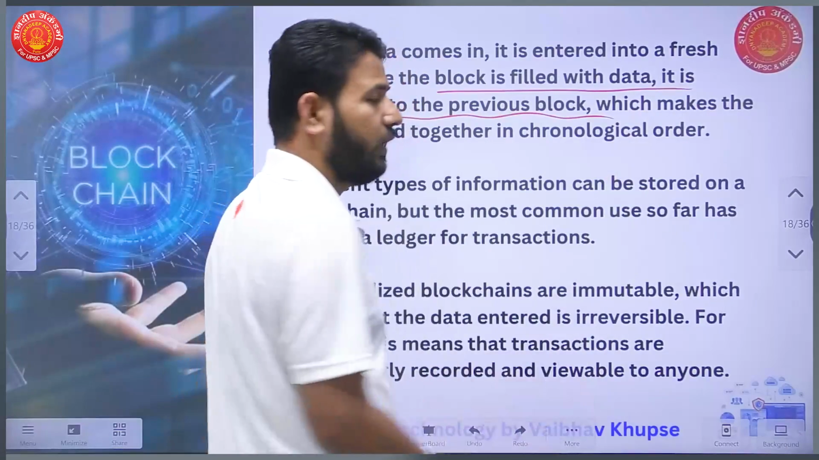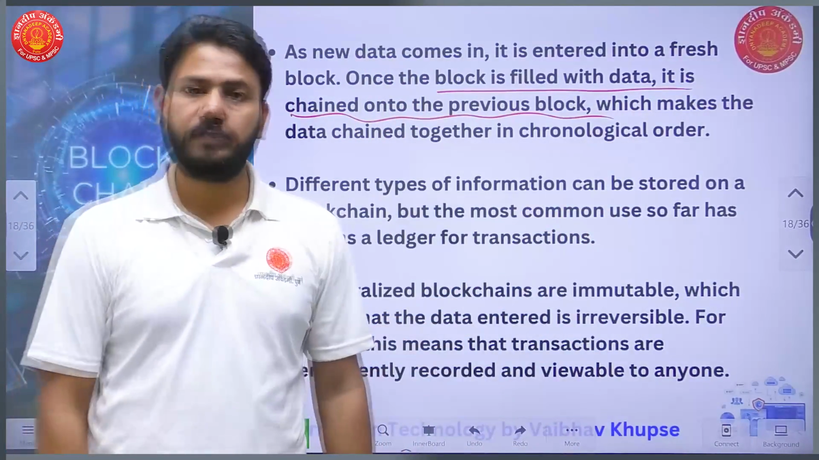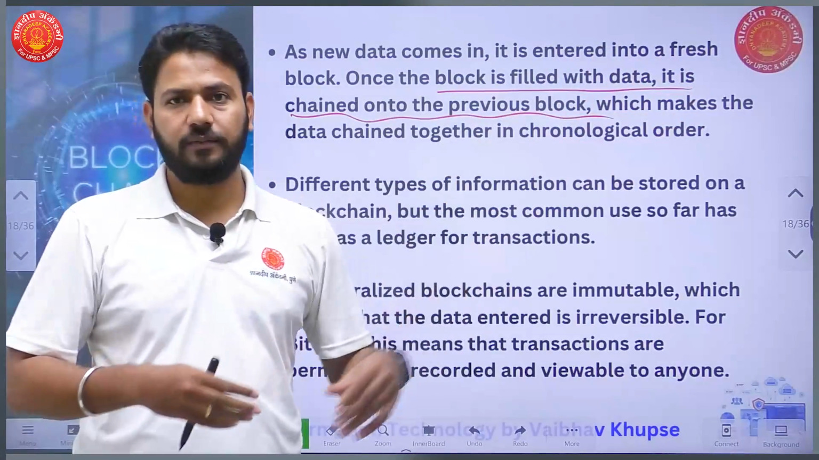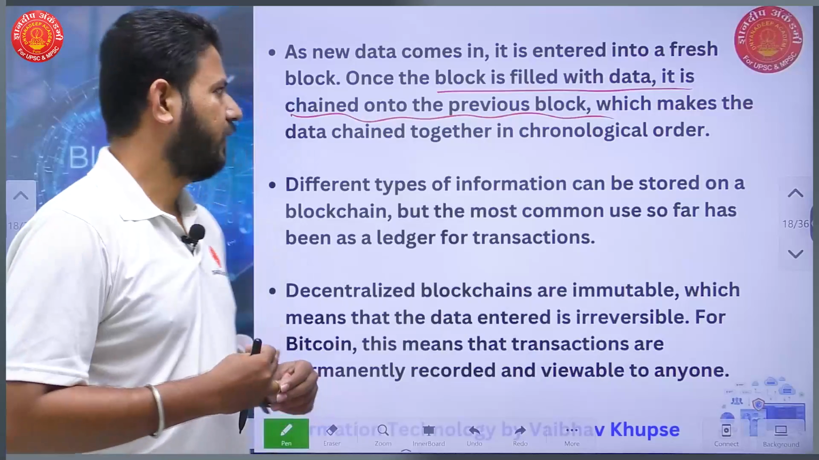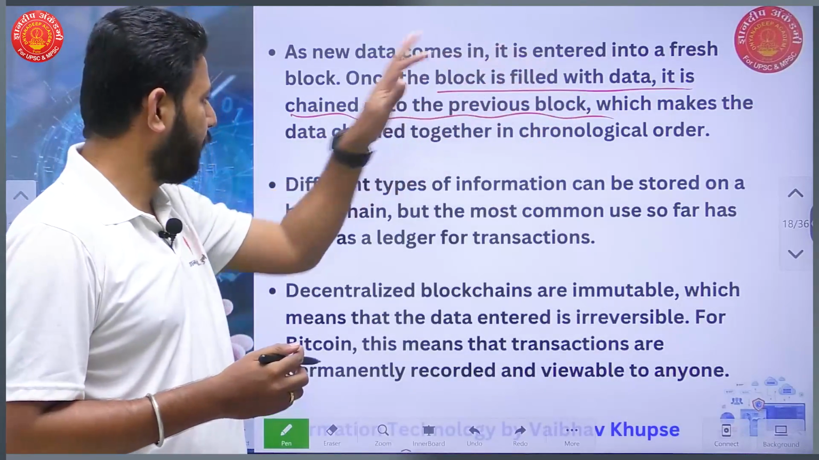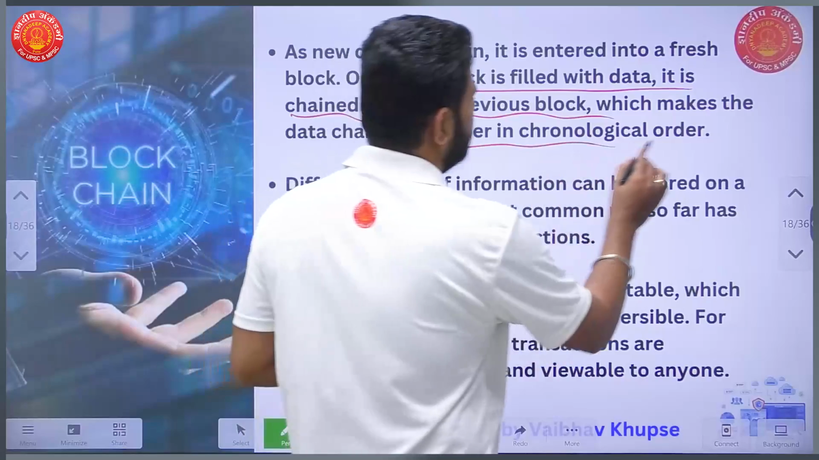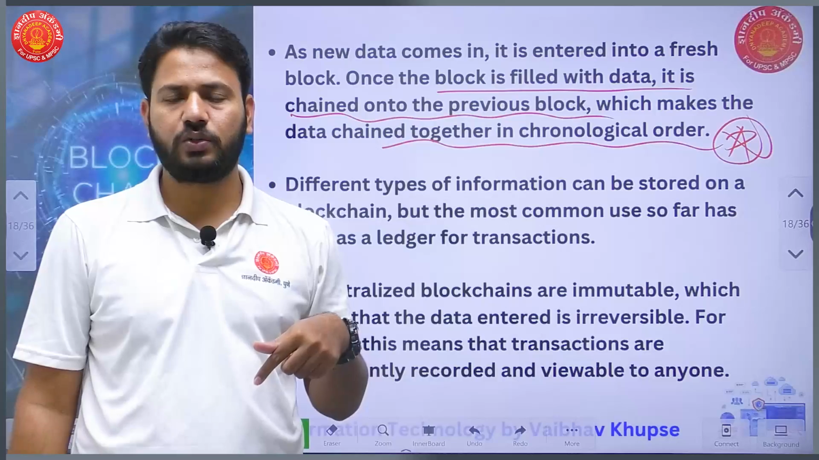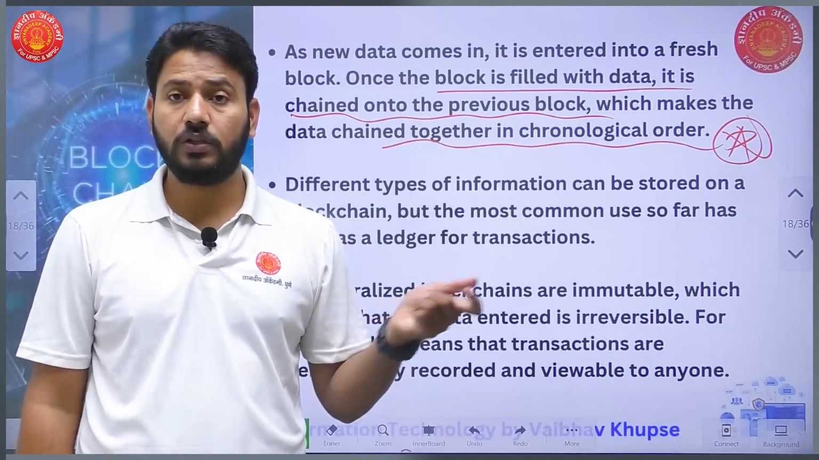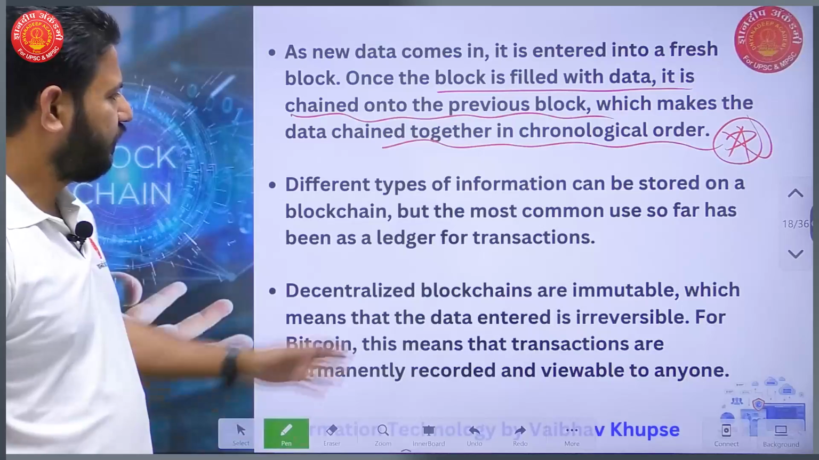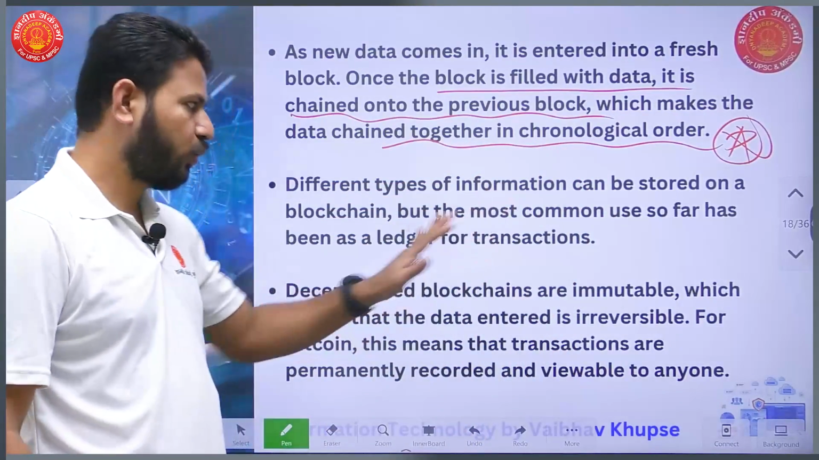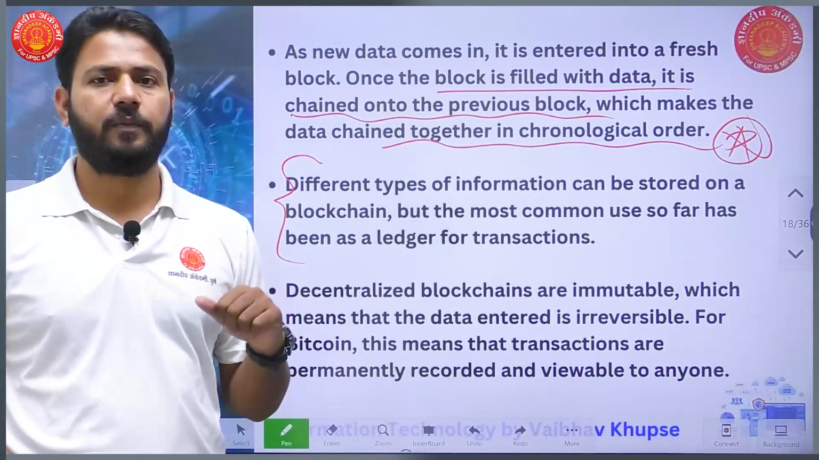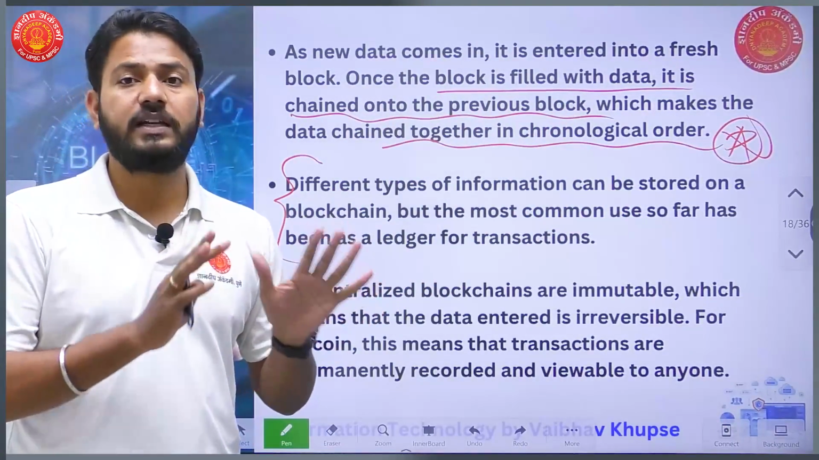This is important. Why do we call it a chain? It is a chain of blocks. The information is stored in a block. These blocks get chained together, so it is a blockchain. Simple, right? So it is chained into the previous block, which makes the data chained together in chronological order. The order is also chronological. It is not stored haphazardly. It is in chronological order. Okay. Now, different types of information can be stored. I'll not go into this point for now because when we see the applications of blockchain, I'll get back to this point. Now, let's focus on understanding blockchain.